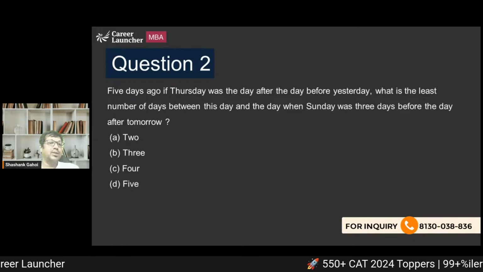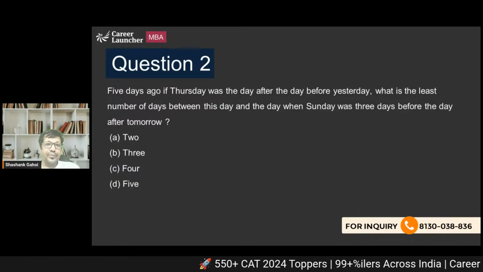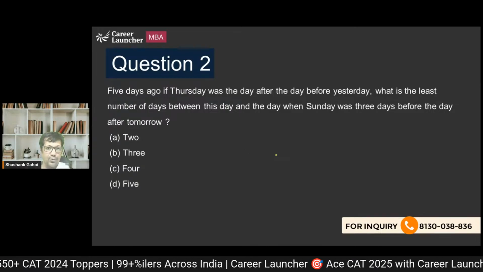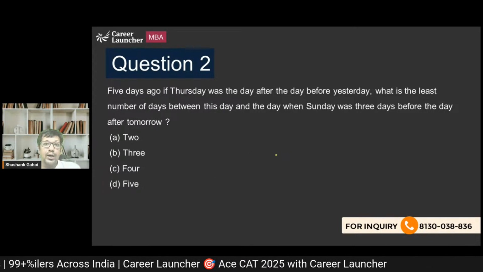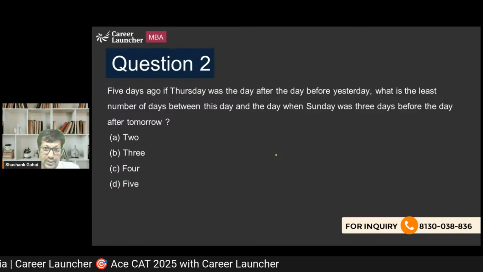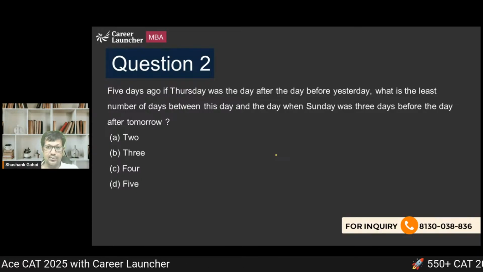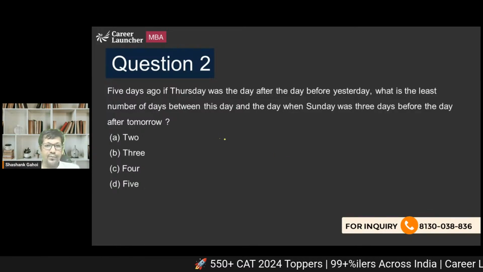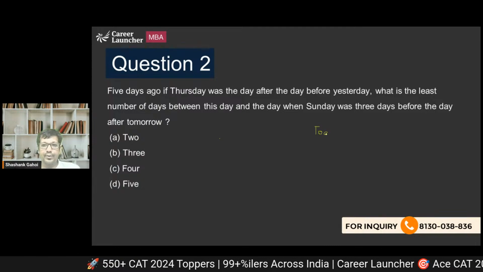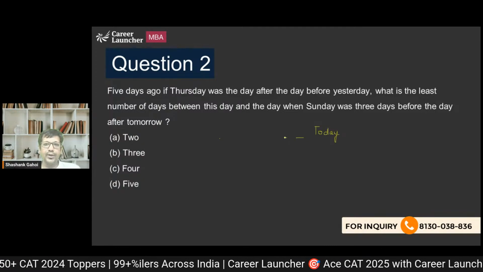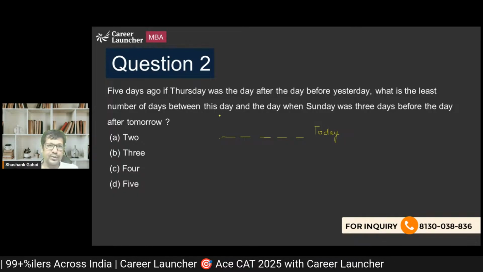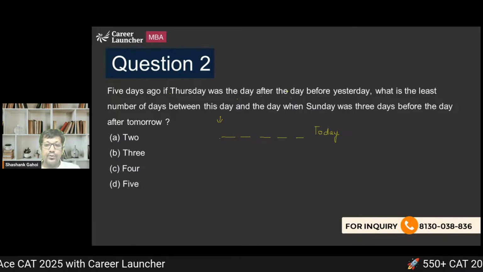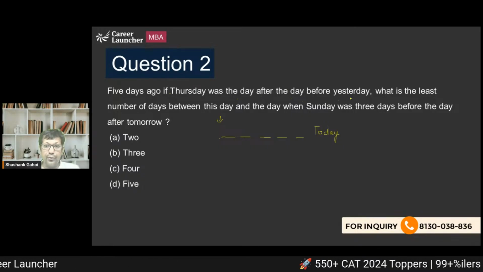Now let's move on to this one. Okay, now this is a tricky one. Now what does it say? It says that 5 days ago, Thursday was the day after the day before yesterday. So what do I have? This is today. 5 days ago means 1 day, 2 day, 3 day, 4 day, 5 days ago. We are talking about this. If Thursday was the day after the day before yesterday.